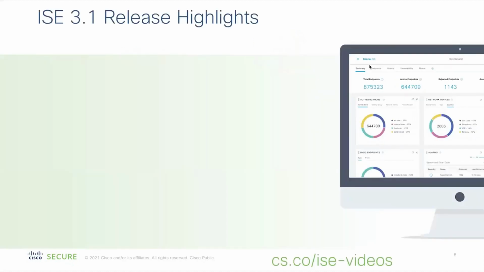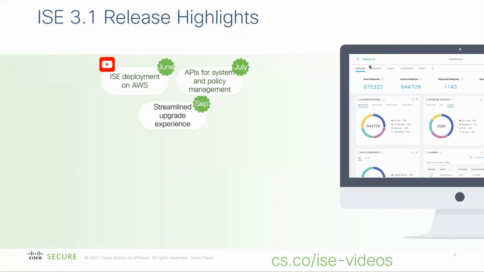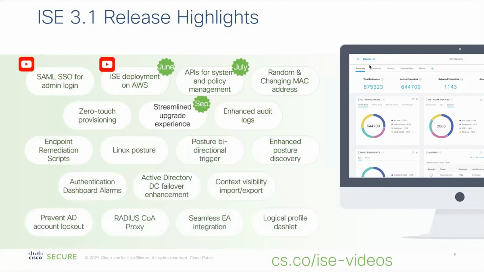So what are the 3.1 release highlights? We have already conducted webinars on a couple of features. During June, we conducted a webinar on ISE deployment on AWS. During July, we had a webinar on APIs for system and policy management. Now, in September, we are talking about the streamlined upgrade experience. Along with these features, there are a lot of other features available in ISE 3.1.